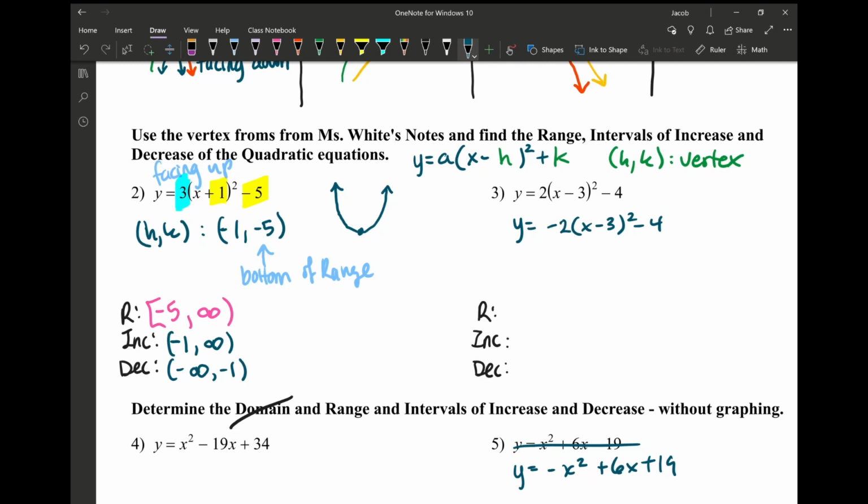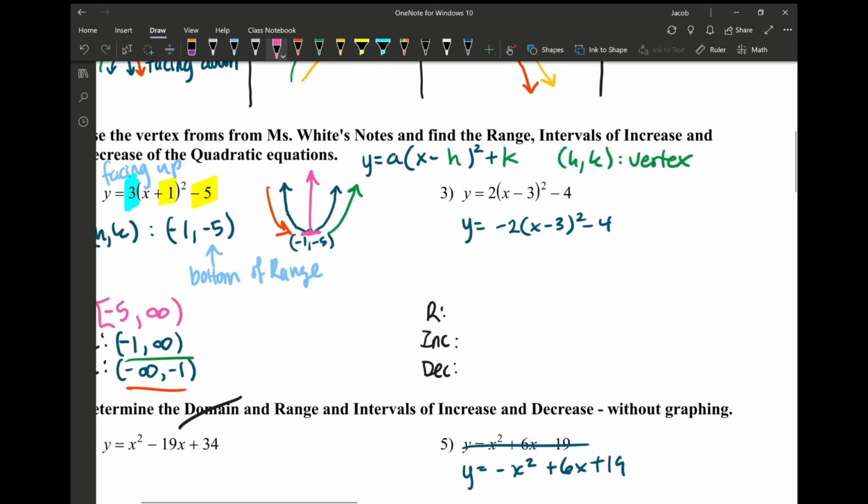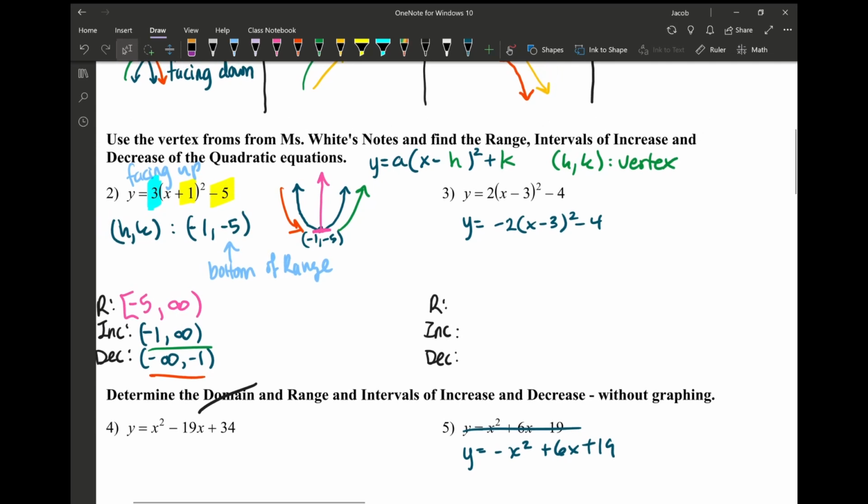So here's -1, -5, and I'm increasing on this side, decreasing on this side. So that's negative infinity to -1 decreasing. All right, and then my range is represented, of course, with the closed circle all the way to infinity. All right, and then this other one, we'll run through it pretty quickly.